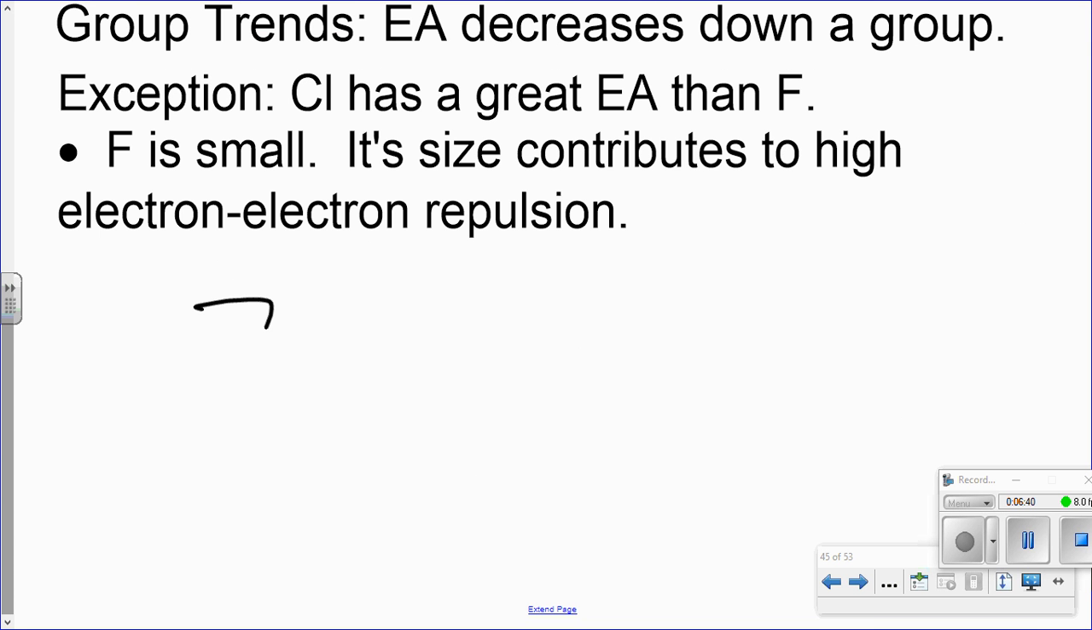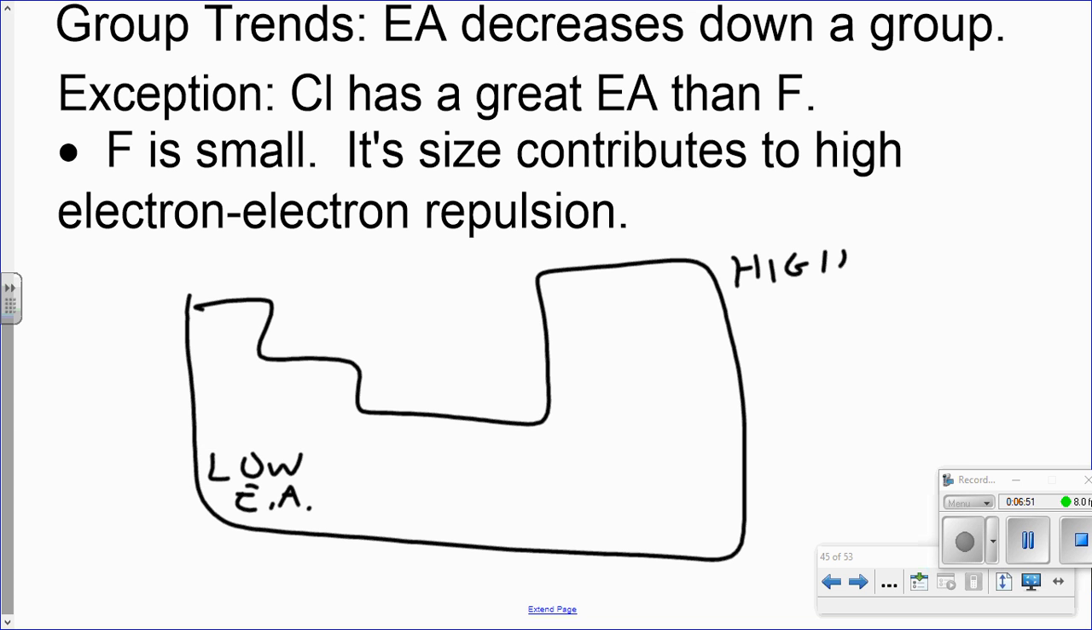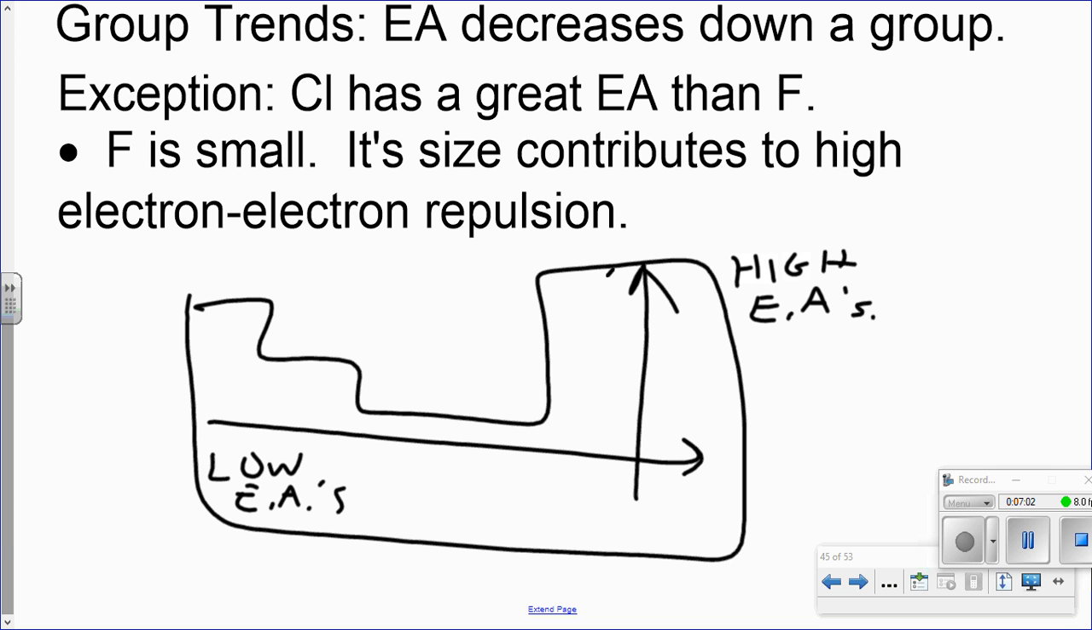Okay? But if we take a look at a periodic table, what do we see here? We see low electron affinities, high electron affinities. Okay, now it increases to the right and up. These, as we mentioned before, have high affinities. They don't want to lose electrons, they'd rather gain. They want to gain electrons. So they have high affinities. They release a lot of energy, in other words, to gain those electrons.